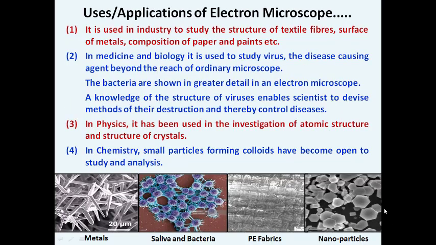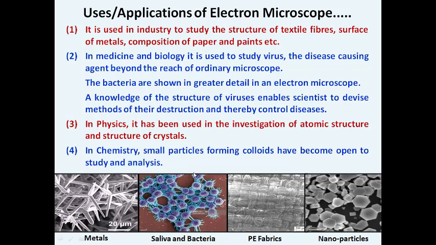Notice the same patterns in the applications of the electron microscope. Electron microscopes are highly used in industry to study the structure of textile fibers, the surface of metals, the composition of paper and paints, and so on. Likewise, in medicine and biology, electron microscopes are used to study viruses, the disease causing agents, beyond the reach of ordinary microscopes. Bacteria are shown in greater detail in an electron microscope.